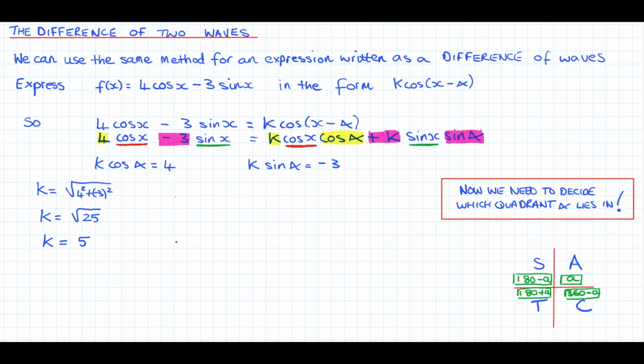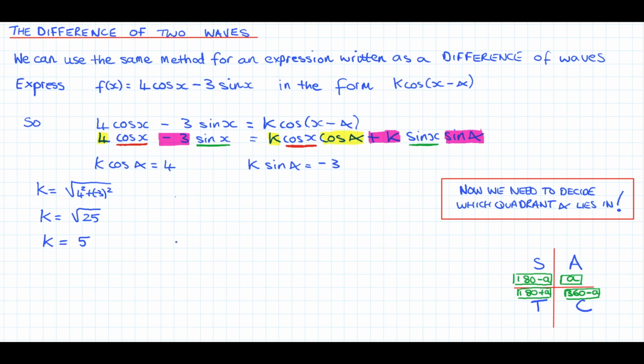Then the next important thing they want you to do is to use your expansion. So they do expect to see k cos x cos alpha plus k sin x sin alpha. That's just using your cosine expansion. So we've got 4 cos x minus 3 sin x equals k cos x cos alpha plus k sin x sin alpha. Now you identify cos x there, and I've highlighted in yellow the coefficient of that would be 4.